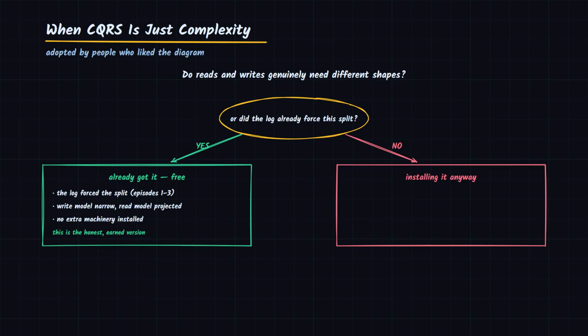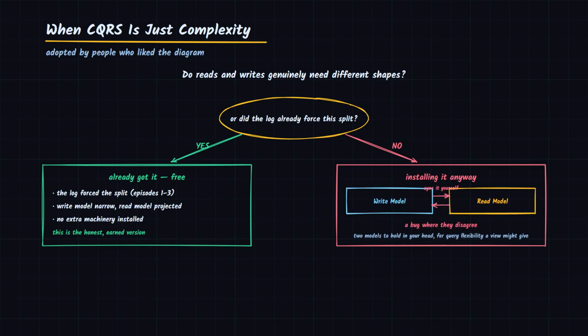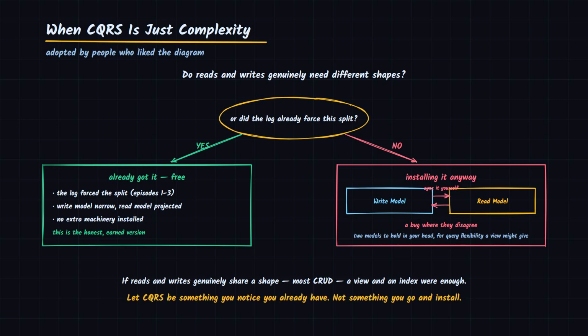If your reads and writes genuinely have the same shape, and for most CRUD they do, then splitting them buys nothing and costs you two models to hold in your head and a class of bug where they disagree. The rule I would give you is this: let CQRS be something you notice you already have because the log forced it, not something you go and install.